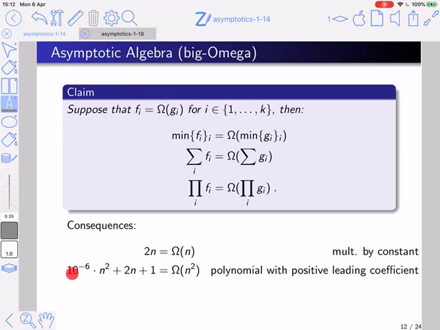And here I have a very small constant, 1 over a million, times n squared plus 2n plus 1. It is still big omega of n squared, even though the constant here is very small. And the proof of this statement is very similar to what I did before.